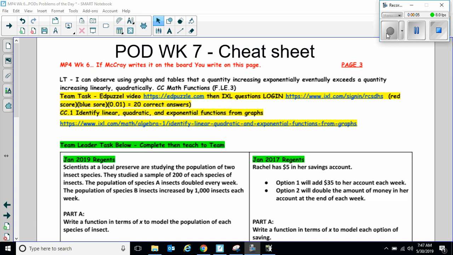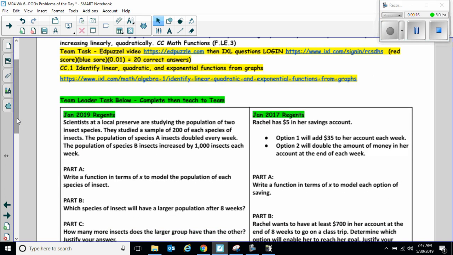We're doing page 3, problem 1, cheat sheet for week 7. This problem comes from the January 9, 2019 Regents. A scientist at a local preserve is studying populations of 2 insects. Let's say one is population A and the other is population B. They study a sample of 200 of each species of insects. The population of species A insects doubles every week. The population of species B increases by 1,000 insects each week.